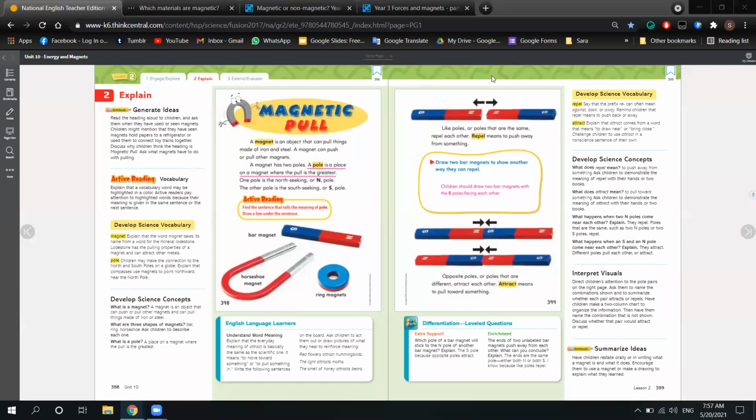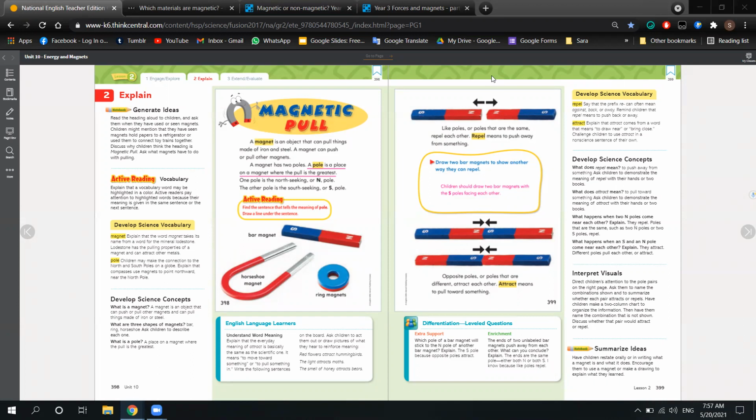Good morning. So in today's video, I'm going to do a quick review about magnets, as we've been talking about magnets this week. So what is a magnet? First, we have to ask ourselves this question. What is a magnet? A magnet is an object that can pull things made of iron and steel.